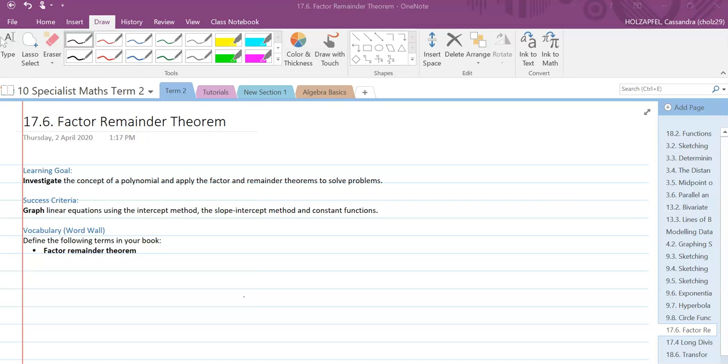All right, so let's go ahead and define the following terms. So factor remainder theorem, what is the factor remainder theorem? Well, let's say I have a polynomial and I'm going to call this p of x for the polynomial with respect to x. And I divide this by some linear factor, x take away a. Then the remainder of this particular division is going to be equal to the polynomial when we substitute in the positive value of a. Okay, so what does that mean?